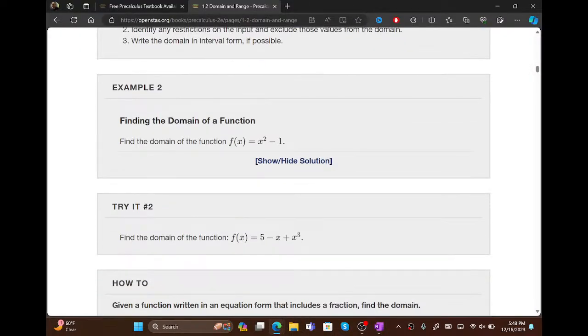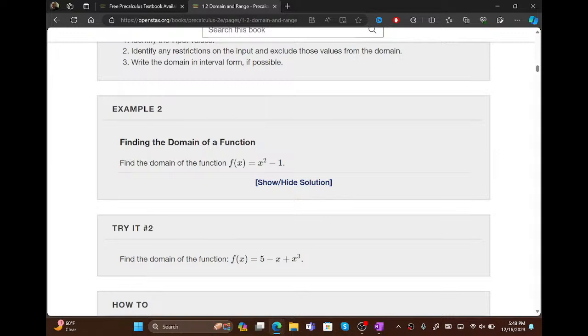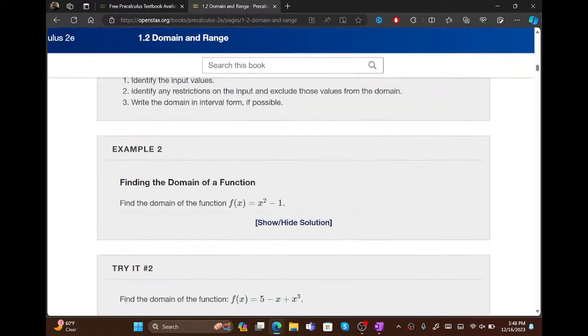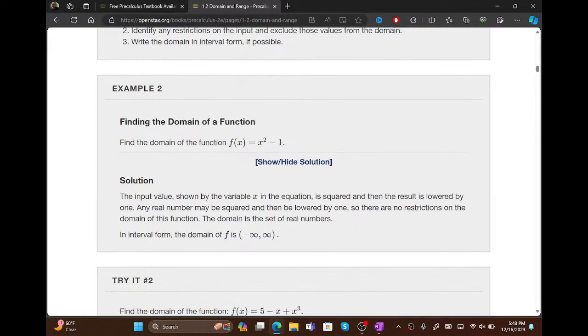So like I said, with x squared minus 1, because it is a quadratic, we would consider the domain to be all real numbers. And if y'all want to see, it is -infinity to infinity.